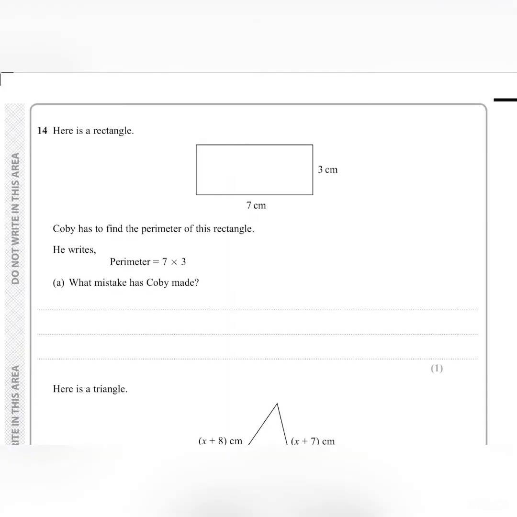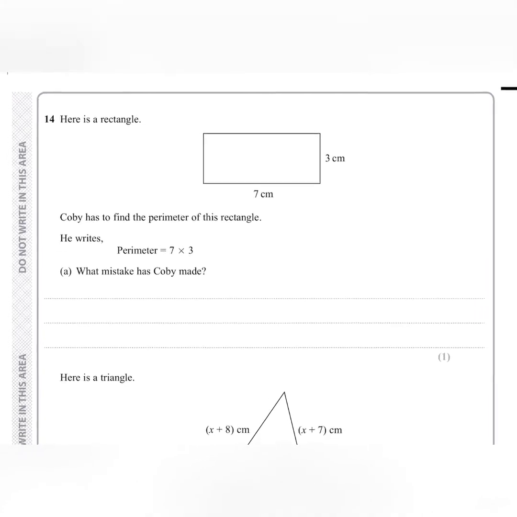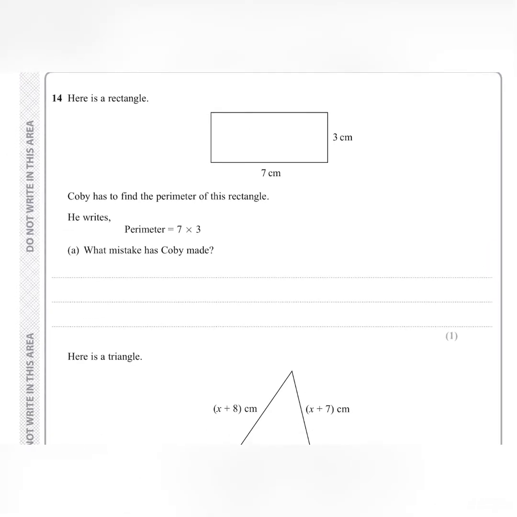Okay, so next question. Number 14. It says here is a rectangle, 7 centimeters by 3 centimeters, and Kobe has to find the perimeter of this rectangle. He writes the perimeter is 7 times 3. What mistake has Kobe made? Well, Kobe has found the area, not the perimeter. Okay, so Kobe has worked out the area of this rectangle.